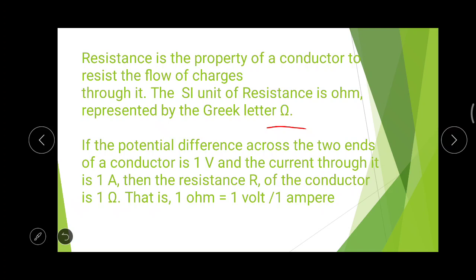V by I, 1 volt divided by 1 ampere, that is actually 1 ohm. So we can represent the unit of ohm as volt per ampere. Are you getting or not? We can represent the SI unit of resistance in terms of volt and ampere as V by A. V by A is equal to ohm.